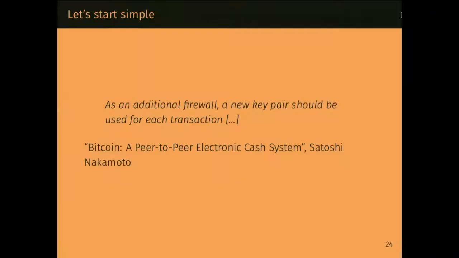Let's start simple. As I already mentioned, as an additional firewall, a new key pair should be used for each transaction, as recommended by the original paper by Satoshi Nakamoto, the father of Bitcoin. So if you do something with Bitcoin, use a different address for each transaction. This does not make it so much harder to track you, but at least it adds some noise to the issue and makes it a little bit more complicated.